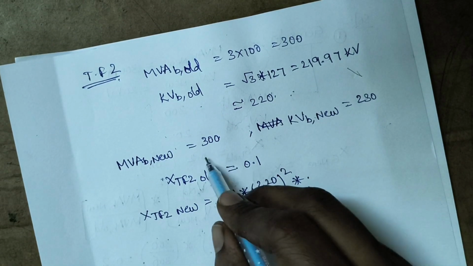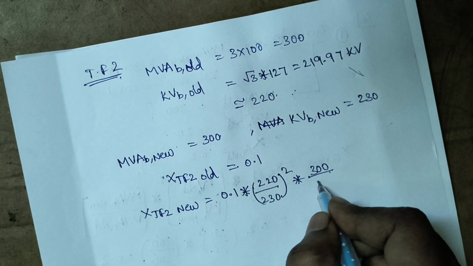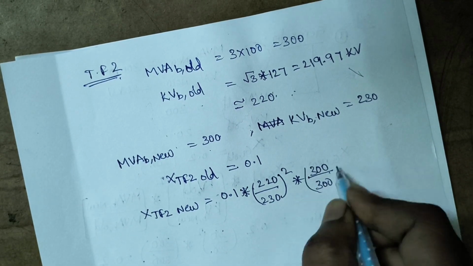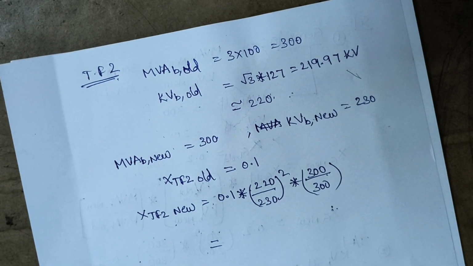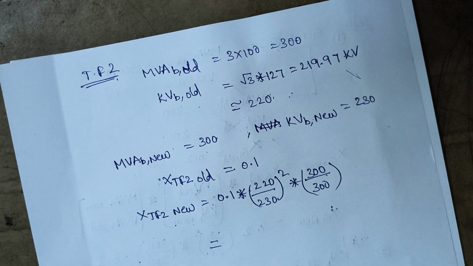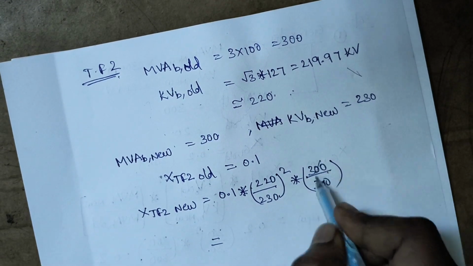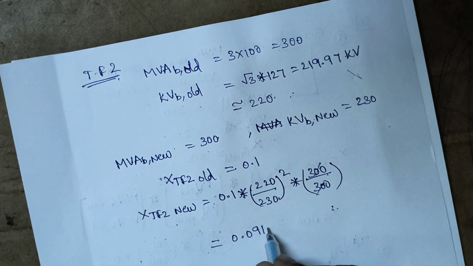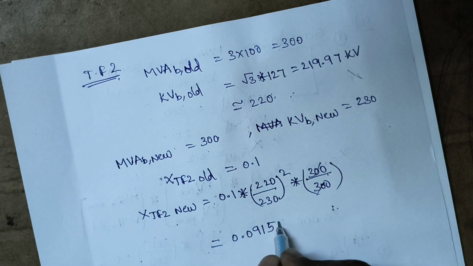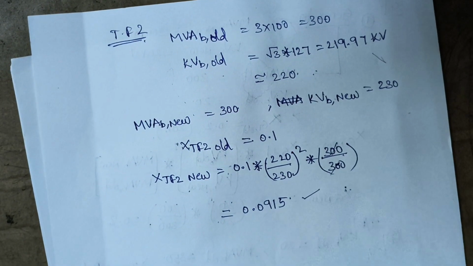MVAB new is 300 and MVAB old is also 300. Finally I will get 0.1 into 220 by 230 square into 1. This will be 0.09149, let it be 0.0915. This is the per unit value of the transformer 2.